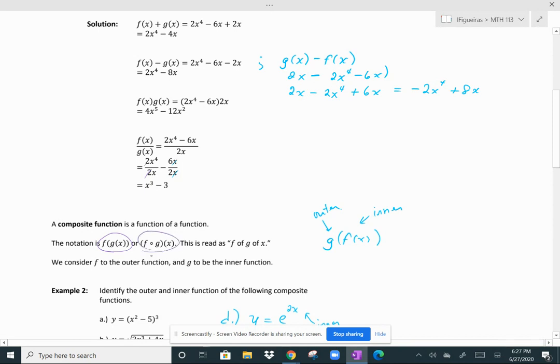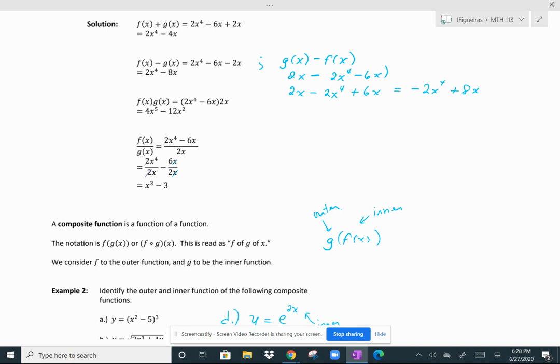this is also common notation. This is also read as f of g of x. I tend to use the first one more, but you might see the second one in homework or in books or other lessons that you might look at.